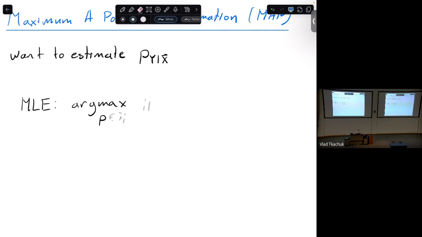I'll write it like this. Before we broke things up into this product, there was a PDF of the whole data, the density or the PMF of the data given the parameter. Okay, well, it's just this.